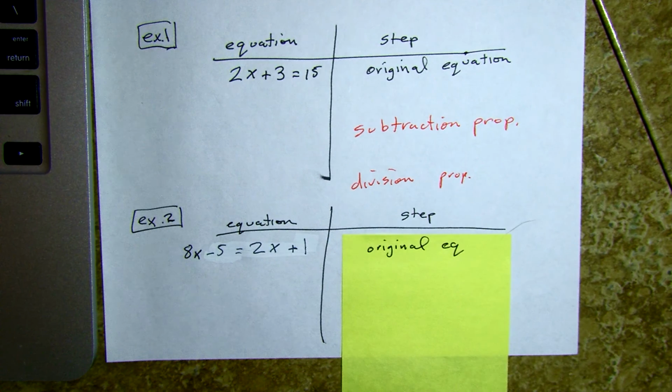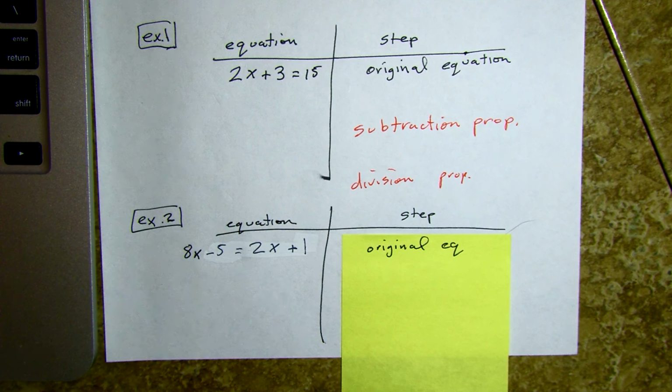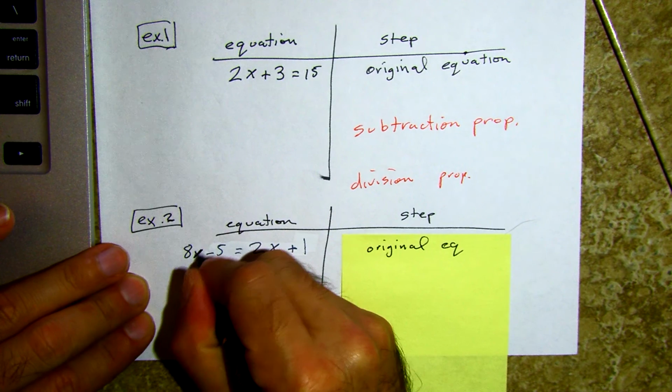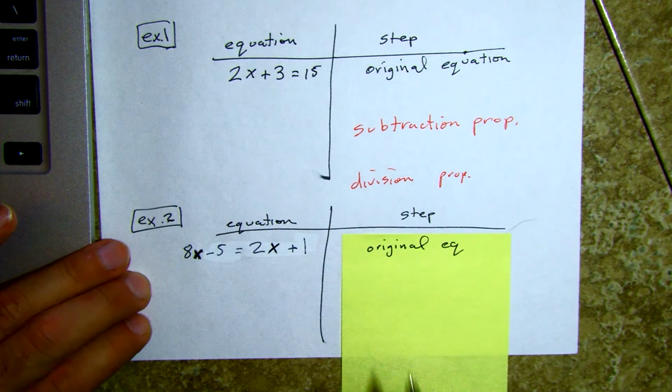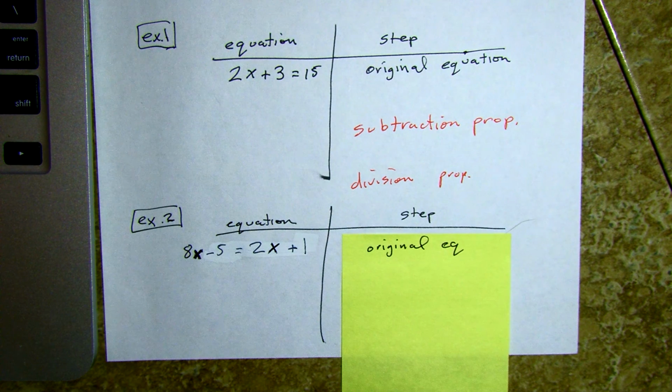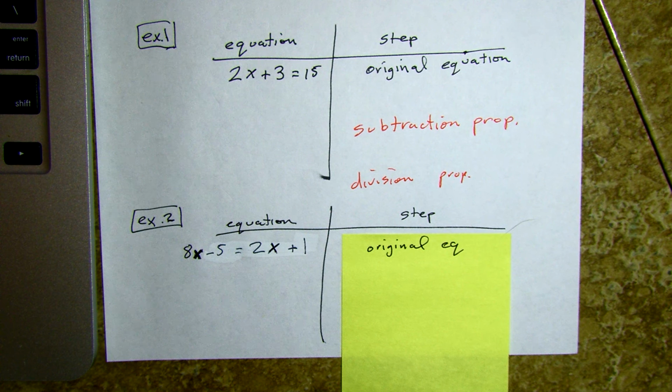That's my original equation. How did you end up with this? Original. Okay. The reason why this is a little bit harder is, look, there's an X on this side of the equation. There's an X on this side of the equation. Before we can just break the chains, there's a step we have to do first. The step we have to do first is to get all of the variables on the same side.